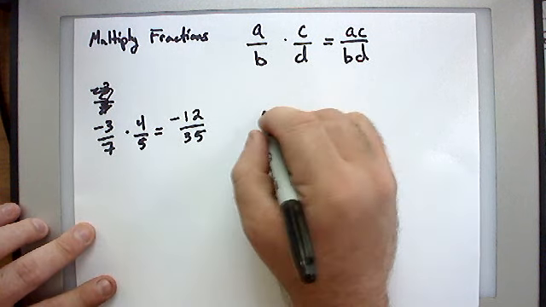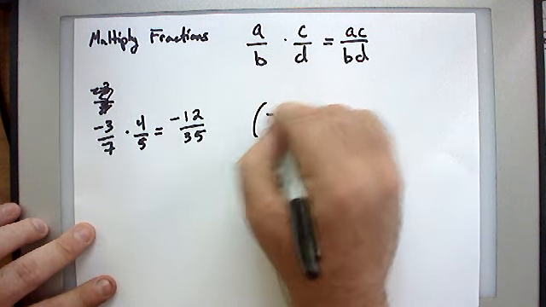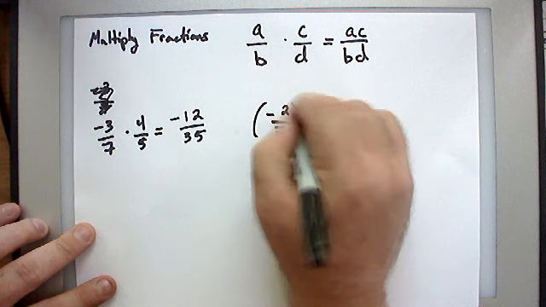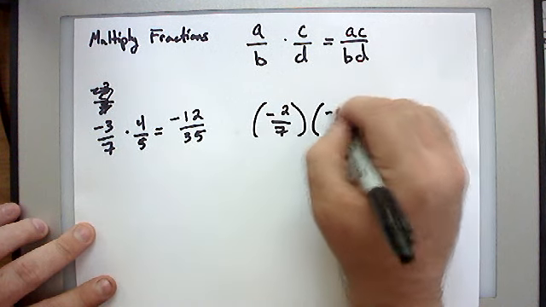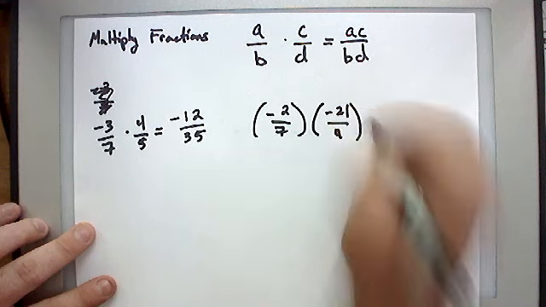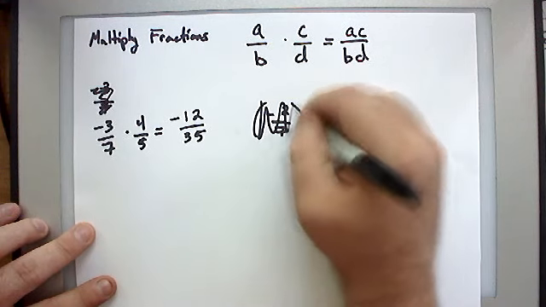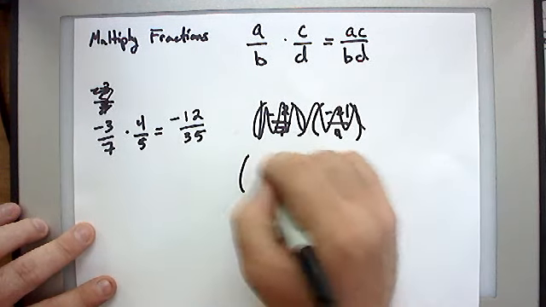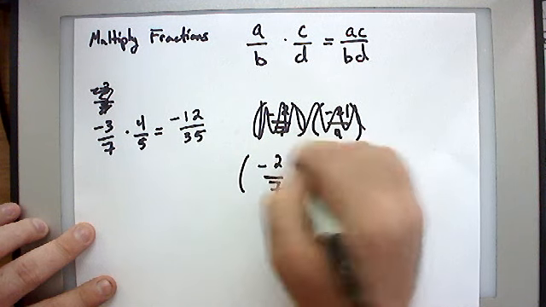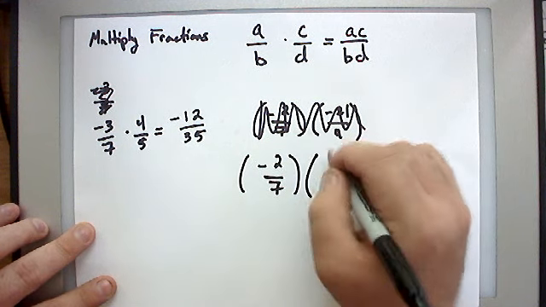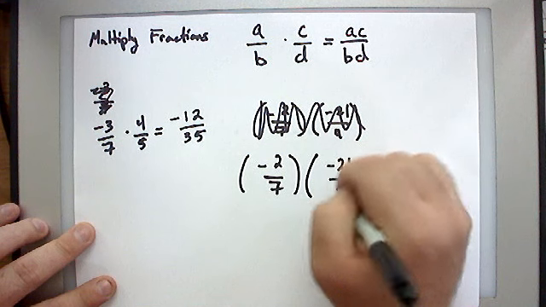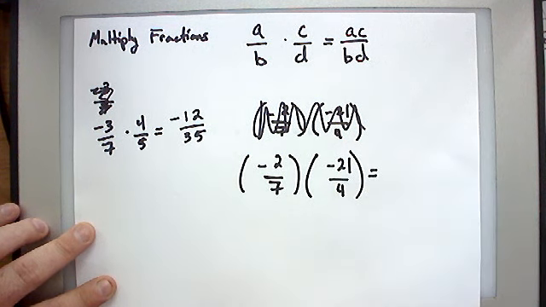So let's take a look at another example here. But again, remember, the bottom line is how to multiply fractions. You multiply straight across. Let's say I said negative 2 over 7 times negative 21 over 4. Try to make this a little bit bigger for y'all.